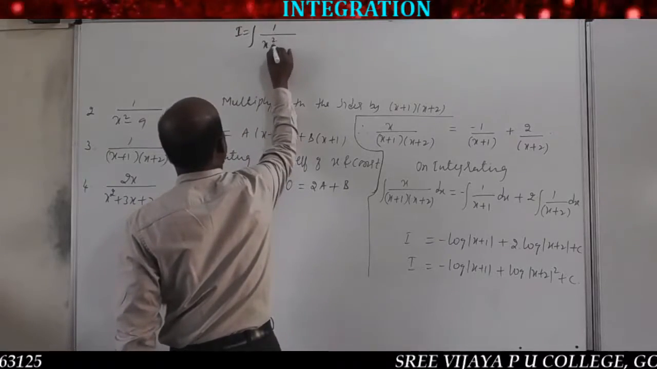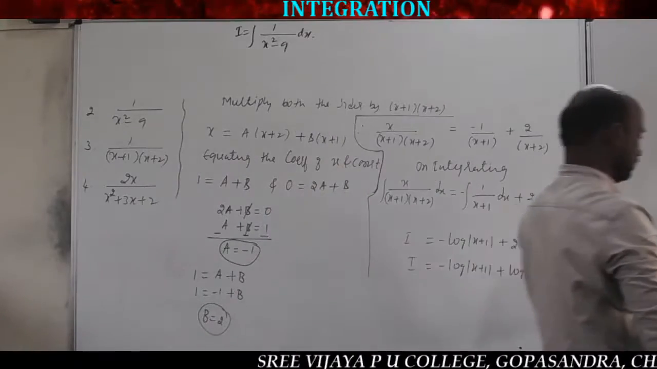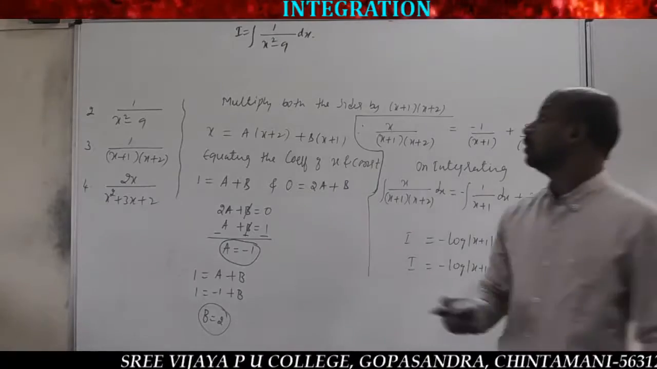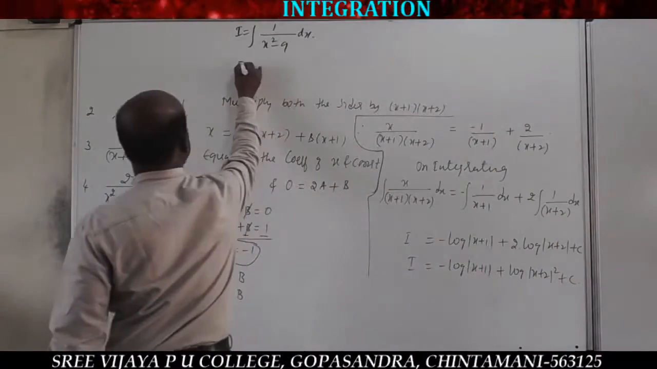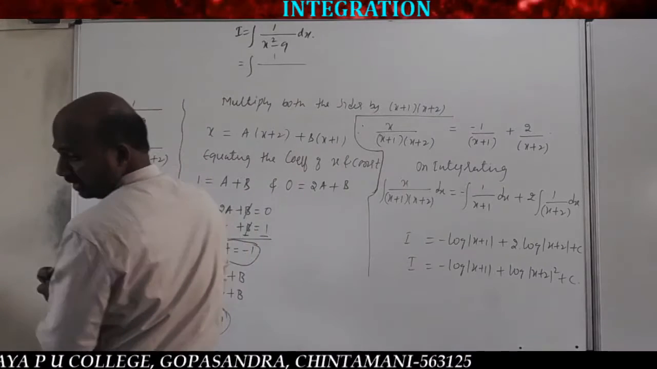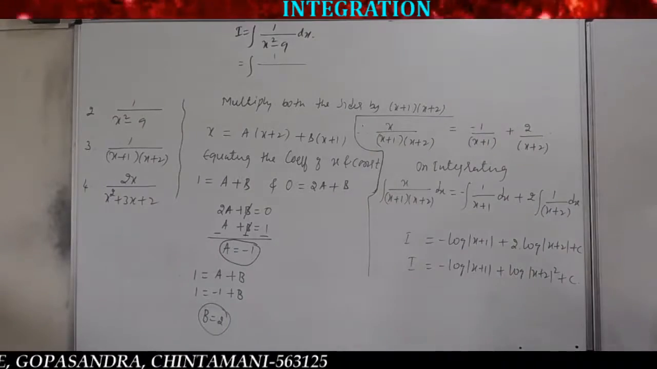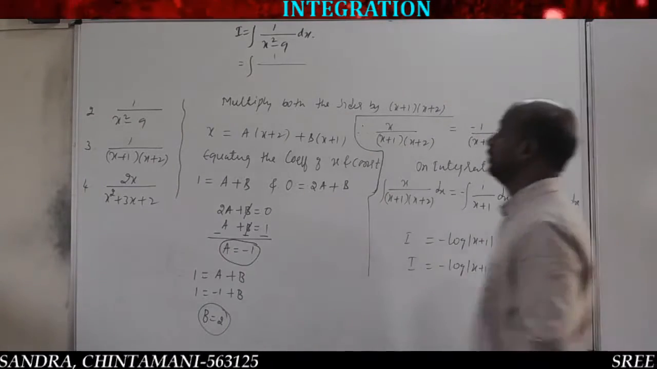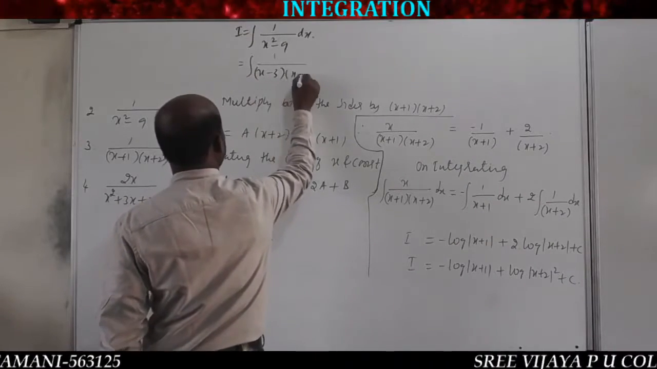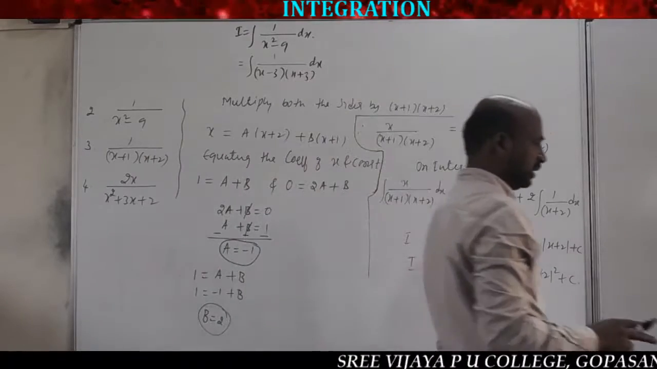One upon x square minus 9 with respect to x. So that is equal to 1 upon (x minus 3) into (x plus 3). A factorizable quadratic factor, (x minus 3) into (x plus 3). Or you can take (x plus 3) into (x minus 3).